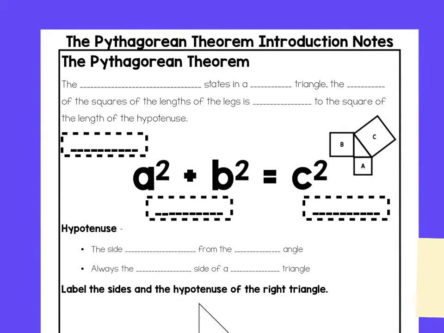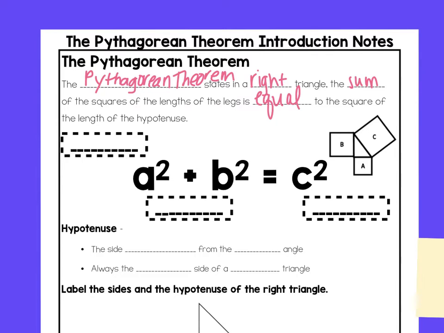So we've already begun to talk about the Pythagorean theorem. So today you're just going to have some simple notes that you can reference when you do practice. The Pythagorean theorem states that in a right triangle, the sum of the squares of the lengths of the legs is equal to the square of the length of the hypotenuse.